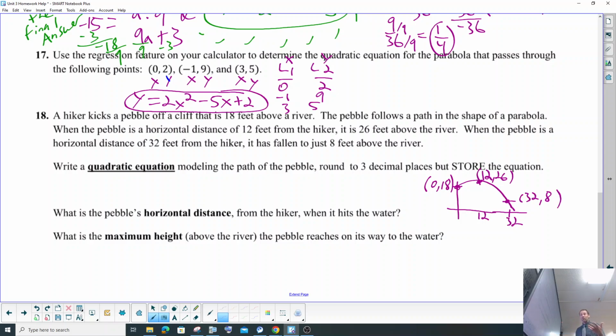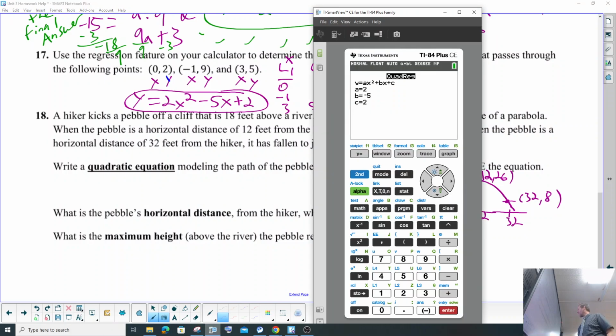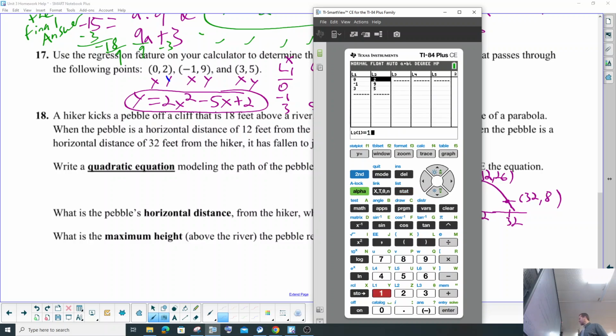So we can do quadratic again and plug it into our calculator to answer some questions. We'll get the equation, and we'll also answer some questions. Here we go. We go back to stats, back to edit our data. So we got 0, 18. And then what's our next one? 12. Enter, right arrow up, 26. Got to match. 12 goes with the 26. And then 32 goes with the 8.